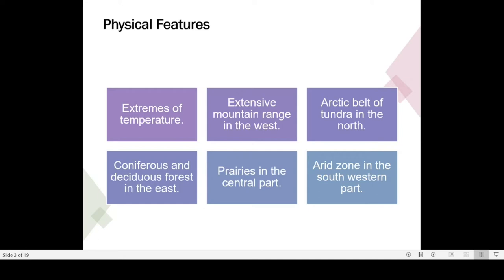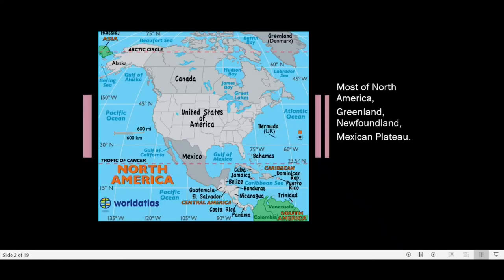Then the Arctic belt of tundra. Many people might have studied about tundra. The correct pronunciation is tundra. So, the Arctic belt of tundra in the north. Here you can see this is the Arctic belt. It is 60 degrees north. After the 60 degree north latitude, or to be more precise, after the 66 degree north latitude, here you can see a red line. After that, there is the Arctic Circle. Beyond the Arctic Circle, the region is mostly tundra. And what is the feature? What is the significance of this?